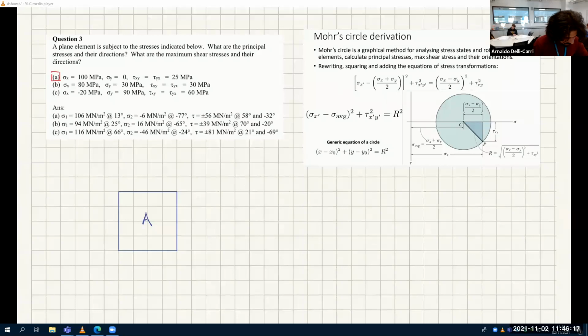And we have x and y, so let's say that x is in this direction. Let's use the classic reference system, and the y-axis is in this direction. So I have sigma x is 100 megapascals, which of course goes like this. Sigma y is 0, so I don't draw anything. And tau xy is 25. So tau xy is on the x face, direction y. So this one.